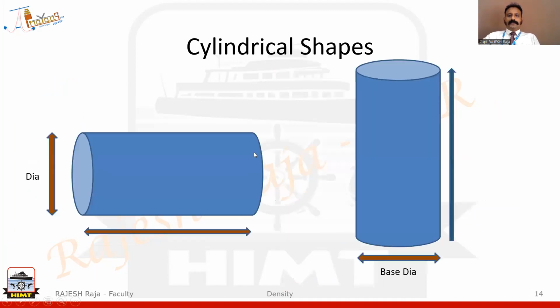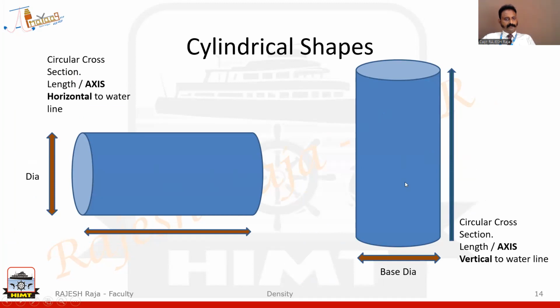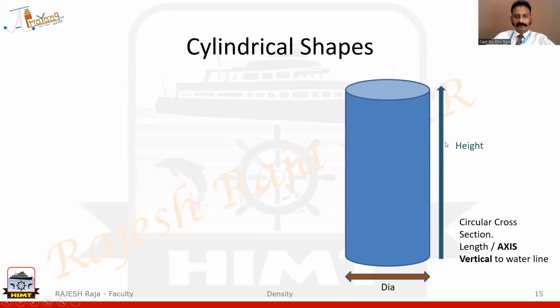Let's go into the next shape called cylinder. So you can see that I've shown you two cylinders. One axis is horizontal to the water, the other one axis is vertical to the water. If your axis is horizontal, I will call this a length, and if the axis is vertical, I can call this a height also. So these are the two possibilities.